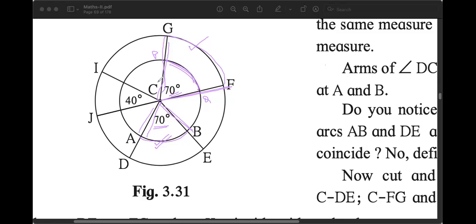Two arcs will be congruent if and only if both their measures and radius are same. If even one of them is different, then the arcs will not be congruent.